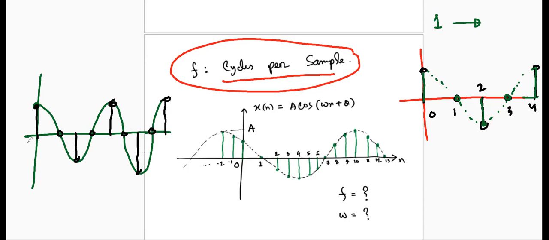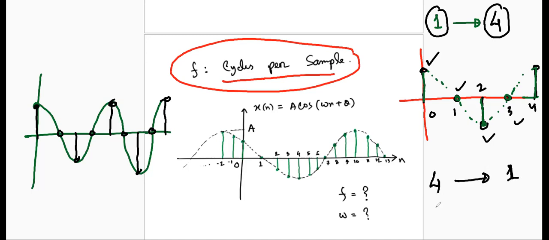So this is sample number 1, 2, 3, and 4. So we can say that 4 samples will represent one cycle. Now, one sample represents how many cycles? 1 divided by 4 cycle. Isn't it? 1 by 4 cycles.